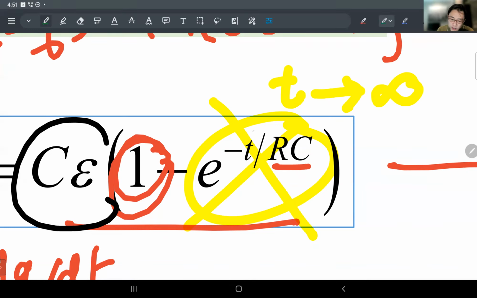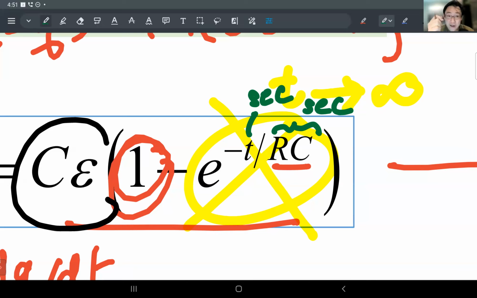Because now you already knew that this is in seconds. So that means the RC over here must be in the unit of second as well. So isn't that cool? Your resistance R multiplied by the farad of the capacitance gives you time. Okay. RC gives you time. So with this form of the function, it looks like this, right?